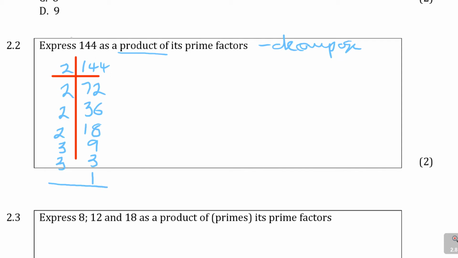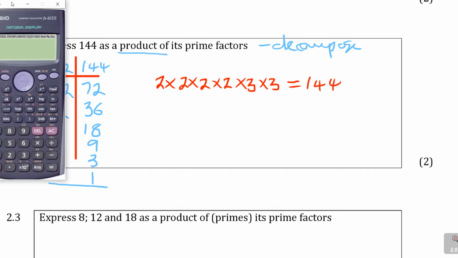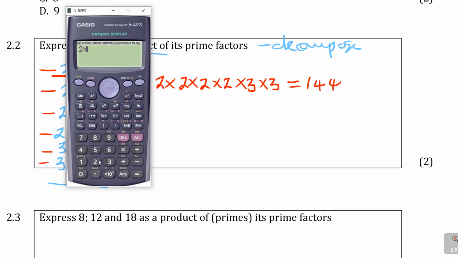So if they're saying express this number as a product of its prime factors, what you then do is take all these numbers. See that? So you are saying it's 2 times 2 times 2 times 2. How many times? 1, 2, 3, 4. Times 3 times 3. So this then is your 144. You can quickly test it with the calculator just to see you never made an error. 2 times 2 times 2 times 2 times 3 times 3, which is equal to, you see that?